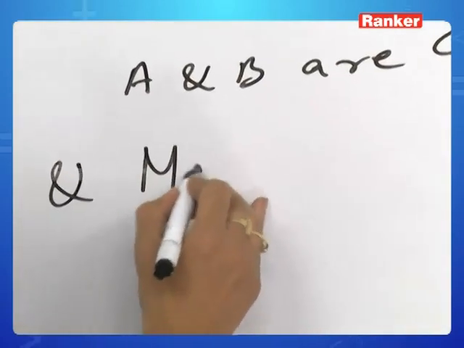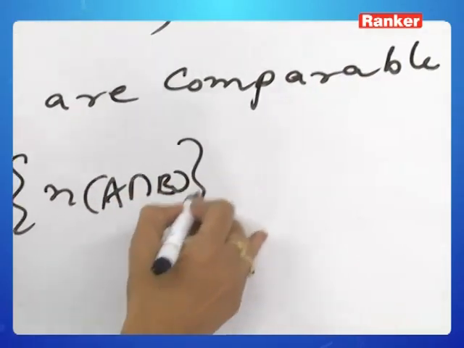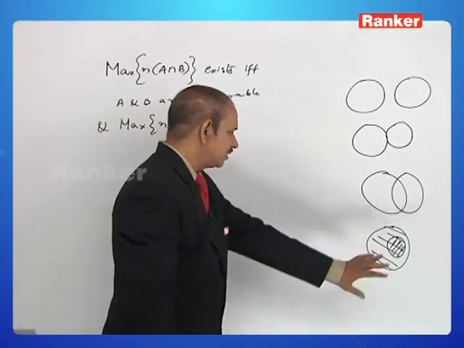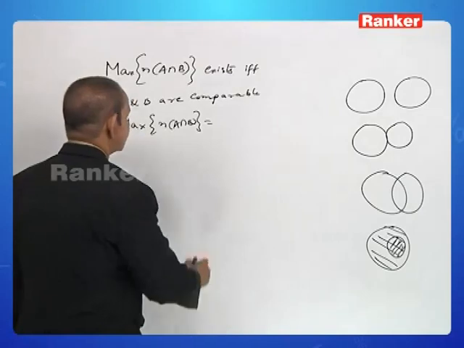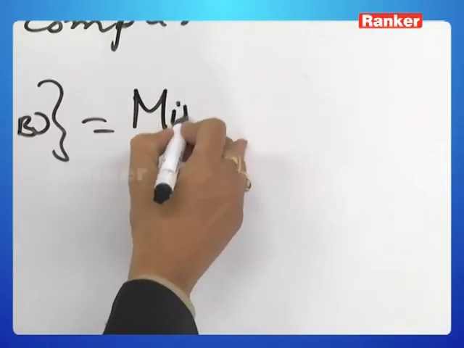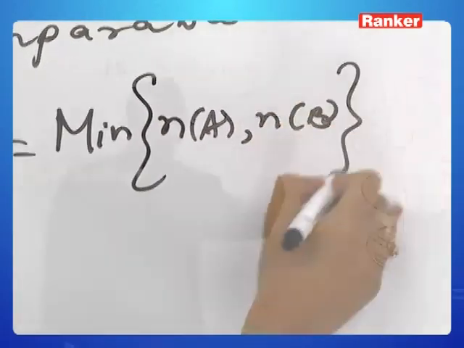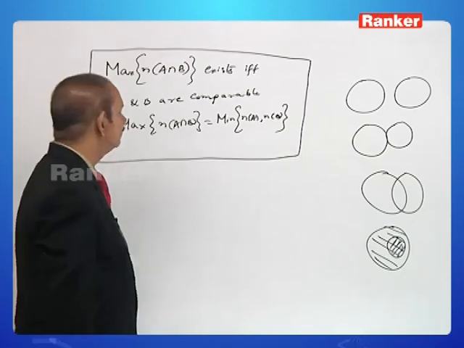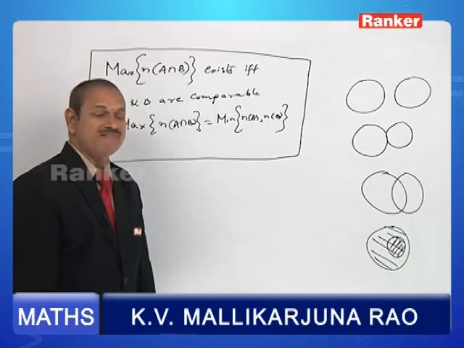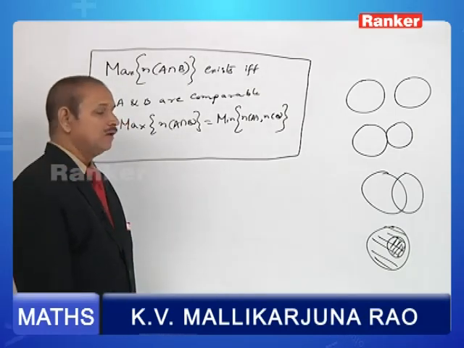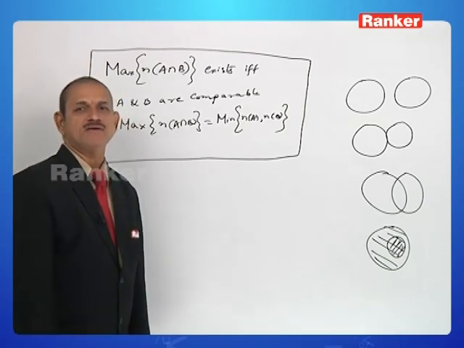And in this case, the maximum of n of A intersection B is equal to, come on friend, you can tell me. What is n of A intersection B? This or this? The interior part, isn't it? Hence, it can be taken as the minimum of n of A and n of B. This is beautiful. Well, we have discussed the maximum value of n of A intersection B. Now, let us take interest in noting down the minimum value of n of A intersection B.